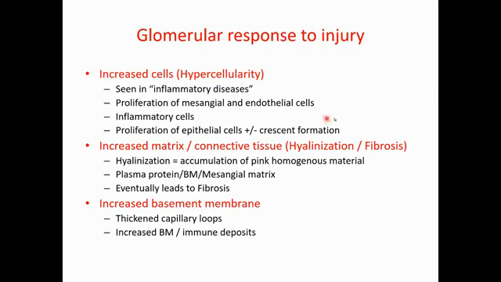The proliferation of the mesangial and endothelial cells, inflammatory cells infiltrating within the glomerulus and the mesangium, and proliferation of the epithelium or crescent formation, as in crescentic nephropathy. Matrix or connective tissue: here there is hyalinization, accumulation of pink homogeneous material, plasma protein, basement membrane or mesangial matrix accumulation, eventually leading to fibrosis. The basement membrane thickens the capillary loop and increases the glomerular basement membrane, or immune deposits form in the glomerular basement membrane, giving IgA nephropathy.